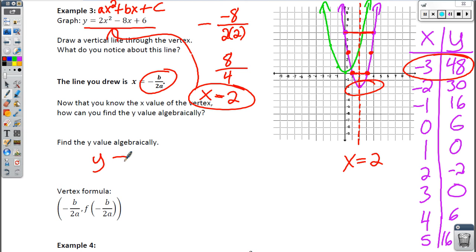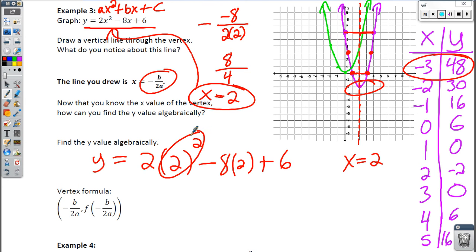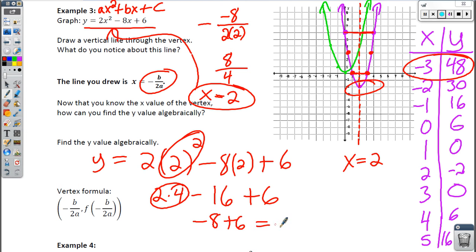So we do y equals 2 times 2 squared, then minus 8 times 2, plus 6. Well, if we square 2, that's going to be 4. And remember, we got to do exponents first, so this has got to happen first. That's 4 times 2. Then 8 times 2 is 16, plus 6. Well, 2 times 4 is 8, minus 16 is negative 8, plus 6. We get negative 2. And that's this coordinate point that we found right here. That's the vertex, 2, negative 2.